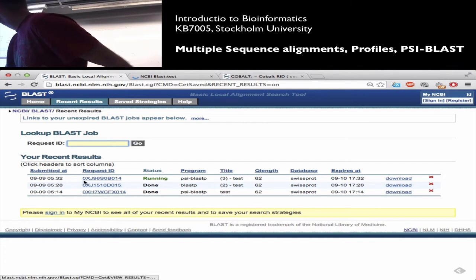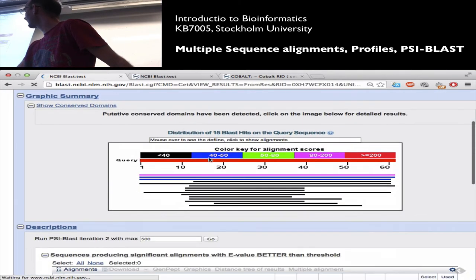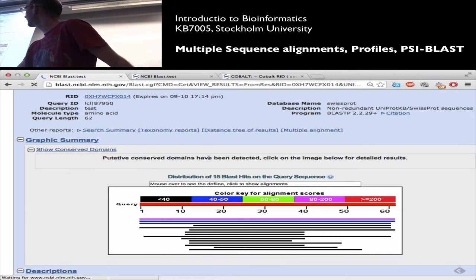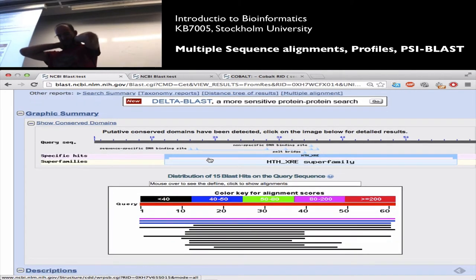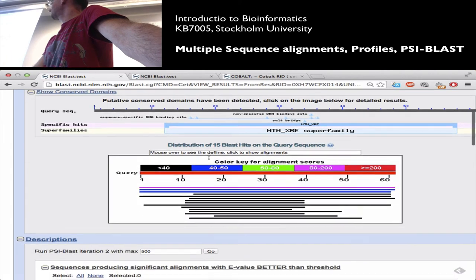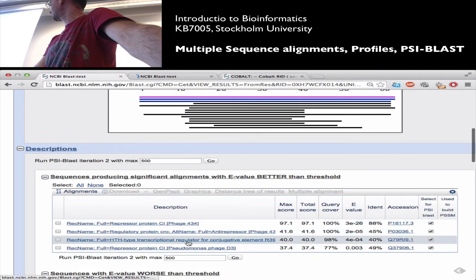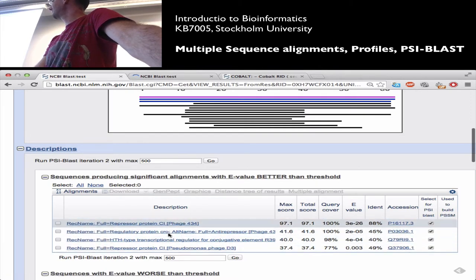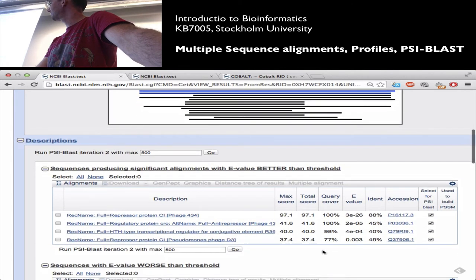This one was 514, so maybe this one is done. Yeah, so here I got it. I have no idea why it took such a long time, but this was the first run I started. See, this is the identity of the PSI-BLAST. I find these three hits here that are significant, and I find the fourth hit, because the cutoff is 5 times 10 to minus 3, so I find four hits that are above my cutoff.